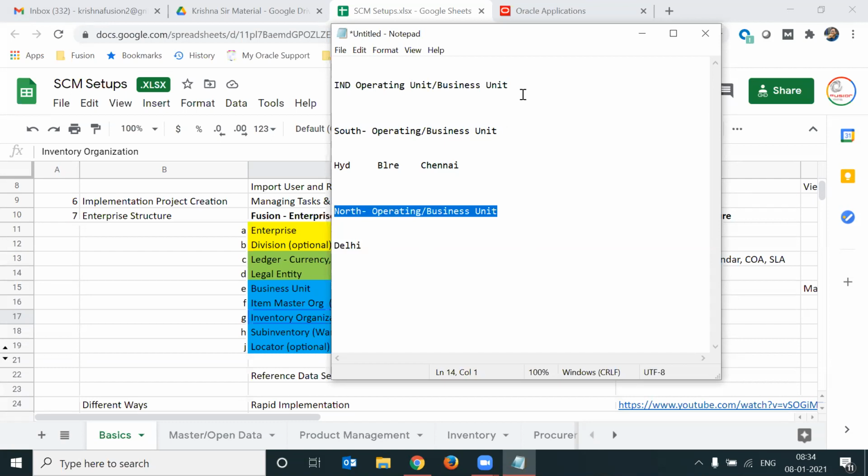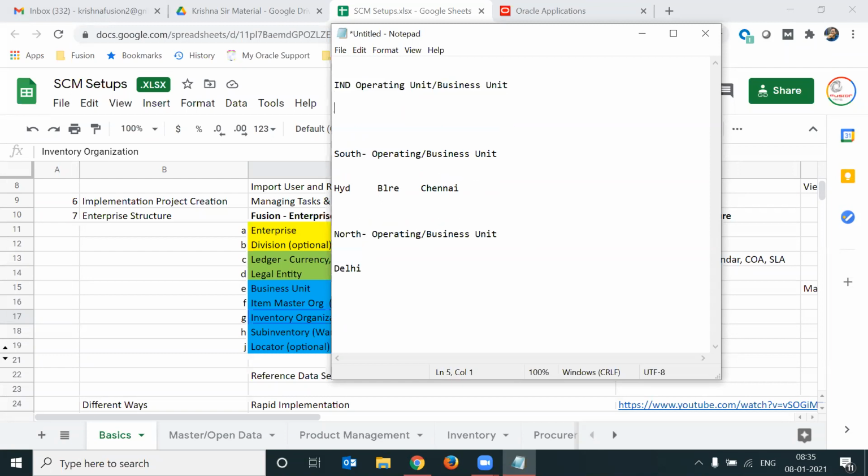Because your business is across the globe, the customers may ask you for the material from any country. If the customer is asking for India, then you can take the order in India. Or if the customer is asking for US, then you can take the order under US operating unit or business unit.